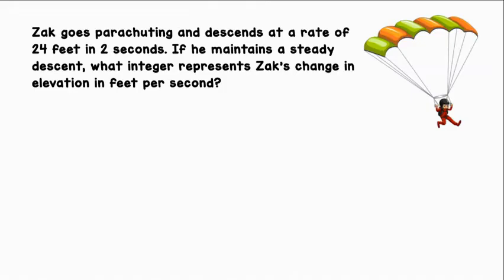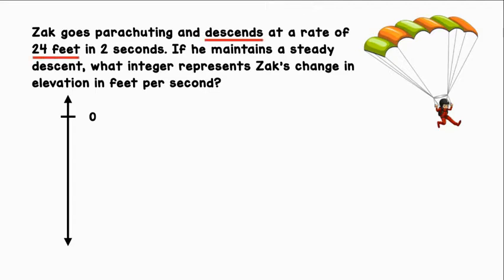Zach goes parachuting and descends at a rate of 24 feet in 2 seconds. If he maintains a steady descent, what integer represents Zach's change in elevation in feet per second? Let's represent this situation using a vertical number line.